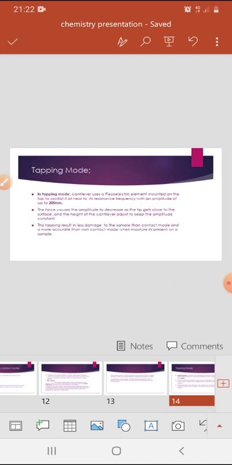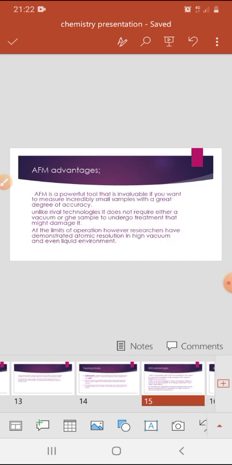And now tapping mode. In tapping mode, the cantilever uses a piezoelectric element mounted on the top to oscillate it near its resonance frequency with an amplitude of up to 200 nanometers. The force causes the amplitude to decrease as the tip gets close to the surface, and the height of the cantilever adjusts to keep the amplitude constant. This tapping results in less damage to the sample than contact mode and is more accurate than non-contact mode when moisture is present on a sample.